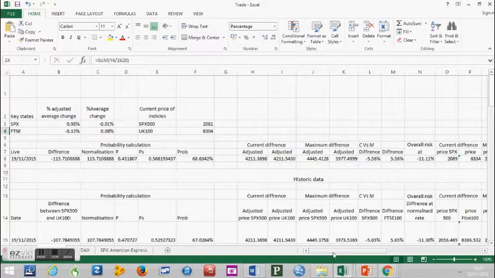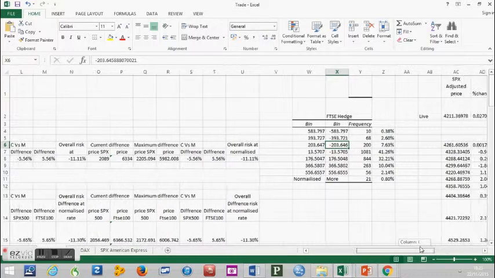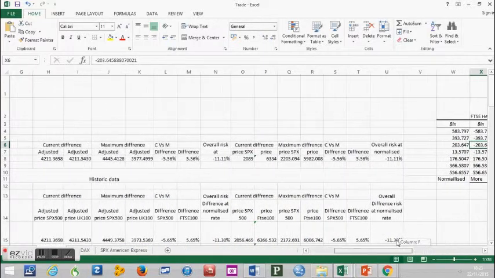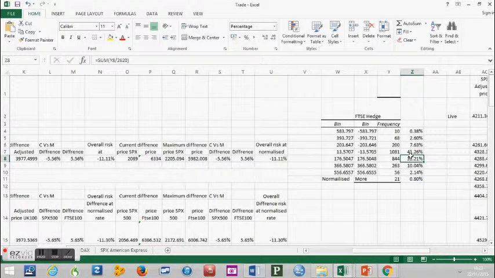So we put this figure, minus 115, into the box, which would be this one, because it's in the box of minus 203, and we work out how often is it in there. It's in there 7.63% of the time. We then want the probability that they're going to come back together.